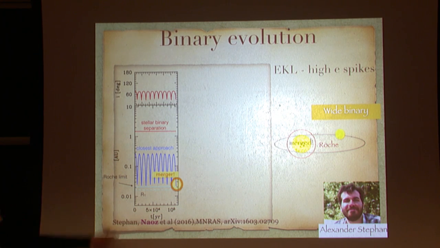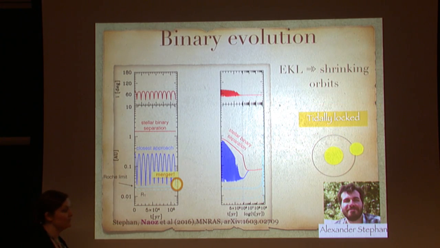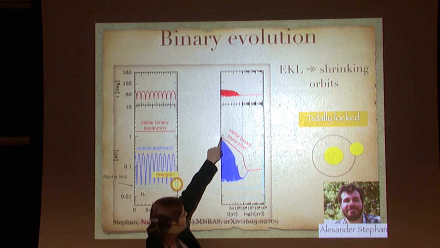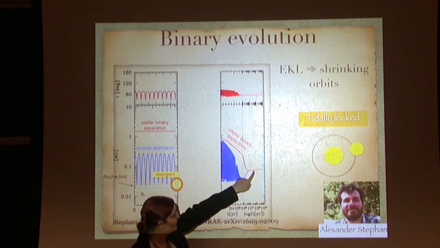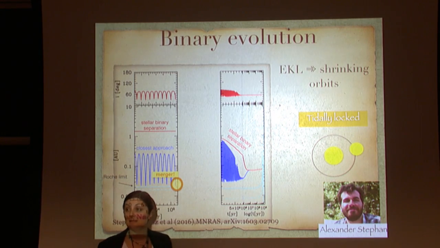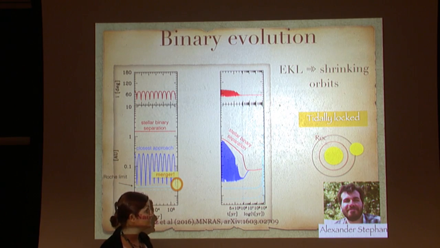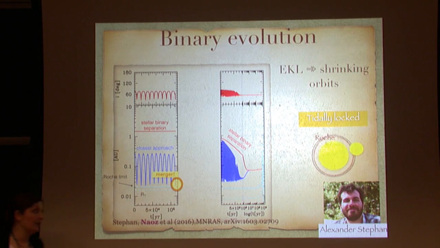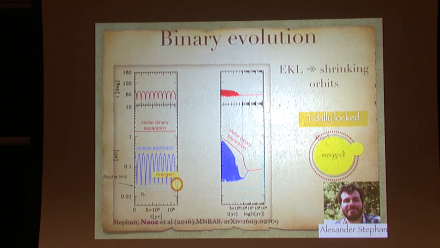Another channel, oh, I had this funky animation here. Another channel is the shrinking of the orbit. So here we have an orbit that shrank due to tides, and we got a tidally locked orbit. And then the stars inflate due to post-main sequence stellar evolution, and basically we get a merger. And this is the more nominal merger that usually people who talk about binary evolution talk about.